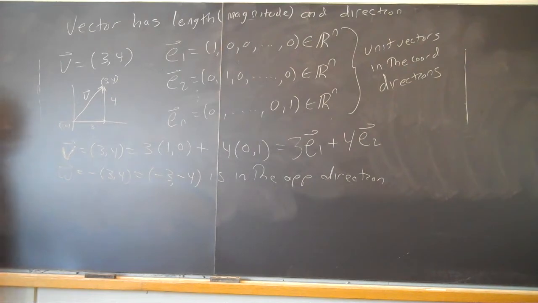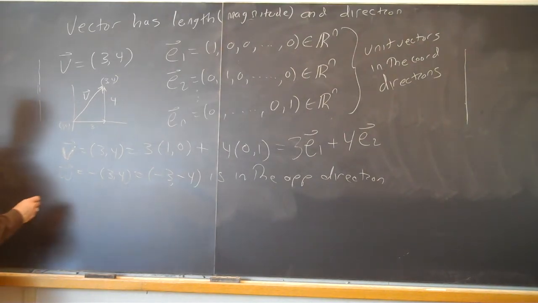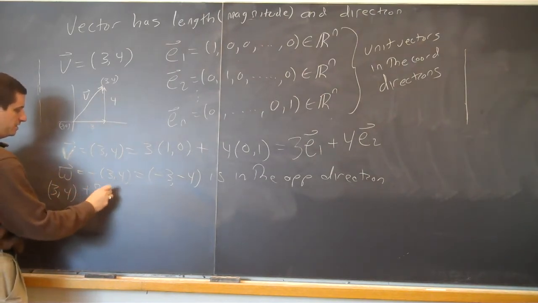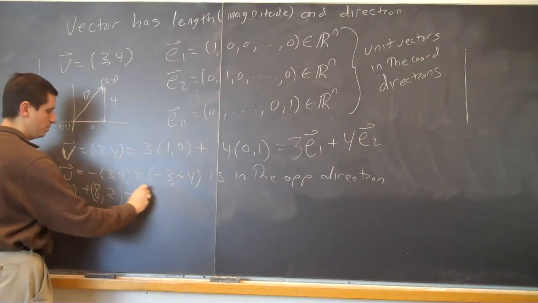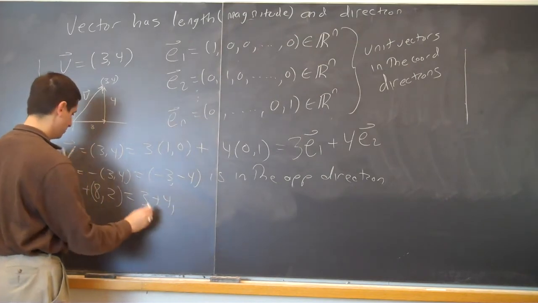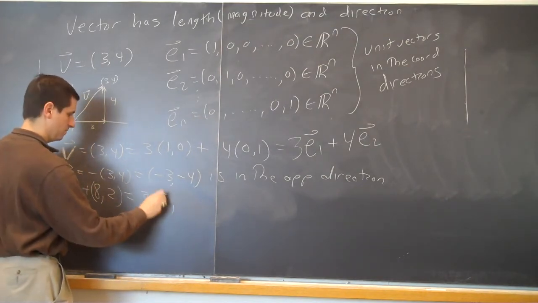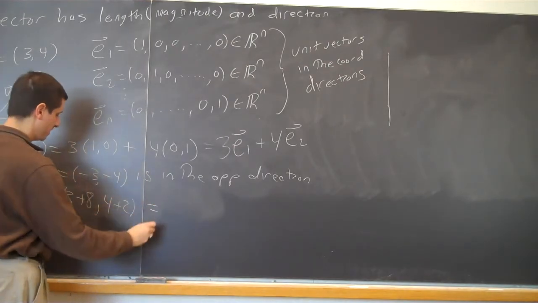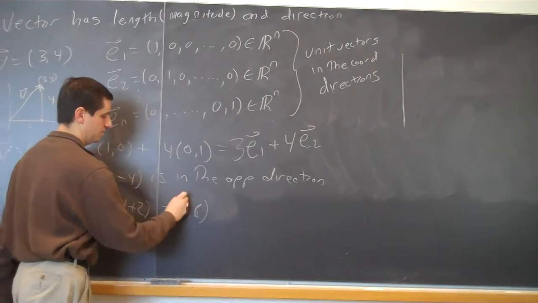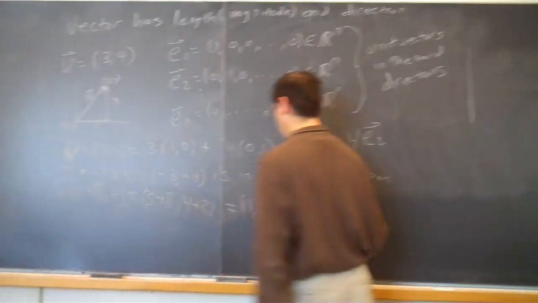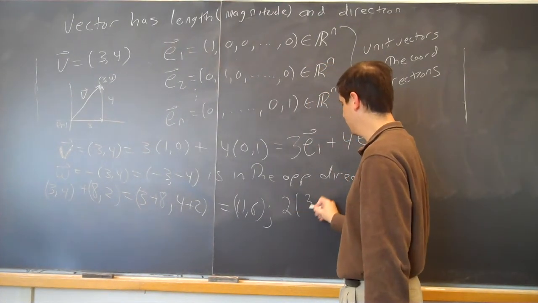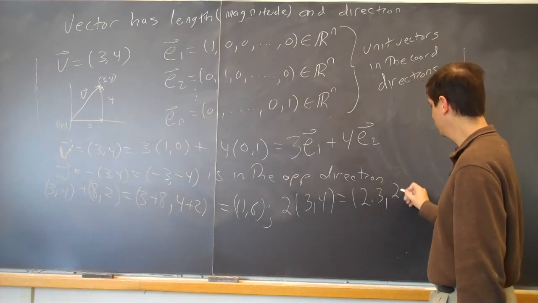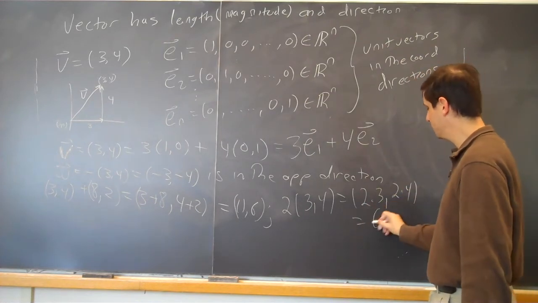So now I can do anything you would expect to vectors with vectors. If I give you 3, 4, and I add 8, 2, this would be 3 plus 8, and then 4 plus 2, so it would be the vector 11, 6. And if I gave you 2 times the vector 3, 4, that would be 2 times 3, 2 times 4, or the vector 6, 8.